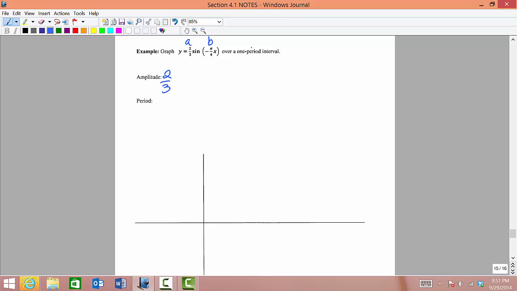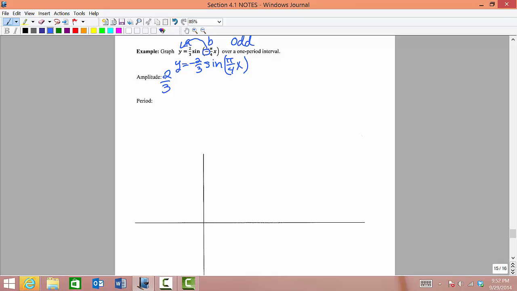However, we said that sine was an odd function. If sine is an odd function, what that means is that the negative can actually come out to the front of our function. So this will be the same as graphing y equals negative 2/3 times sine of a positive pi over 4 times x as our input.